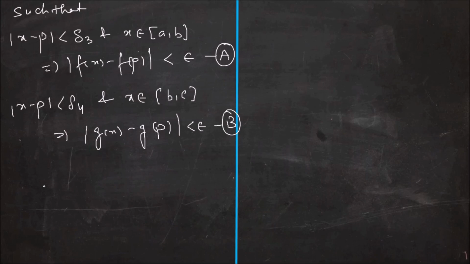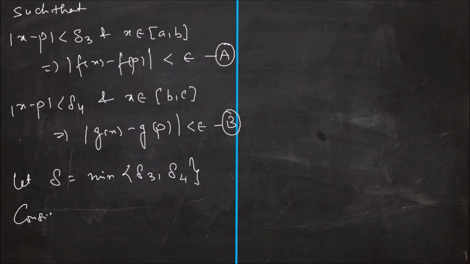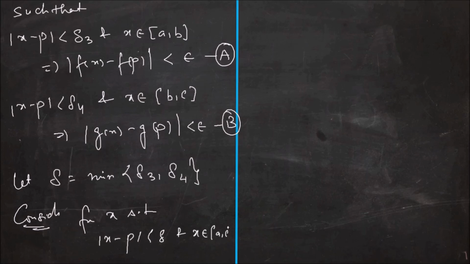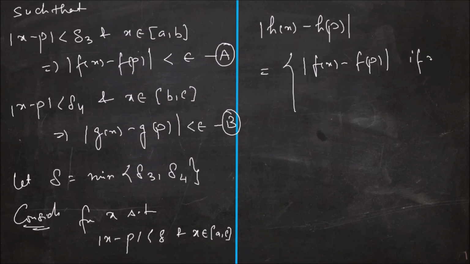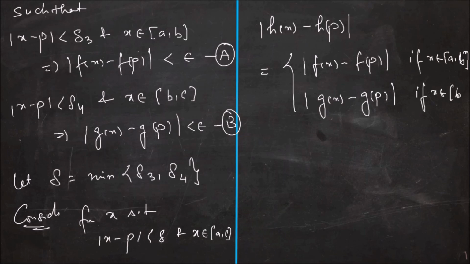So what we will do, we will take delta equal to minimum of delta 3 and delta 4. So let delta equal to minimum of delta 3, delta 4. Then for this delta, consider x such that |x minus p| is less than delta and x belongs to AC. So I am starting with |h(x) minus h(p)|. Since h(p) is equal to f(p) as well as g(p), this I can write as |f(x) minus f(p)| if x belongs to AB and |g(x) minus g(p)| if x belongs to BC.